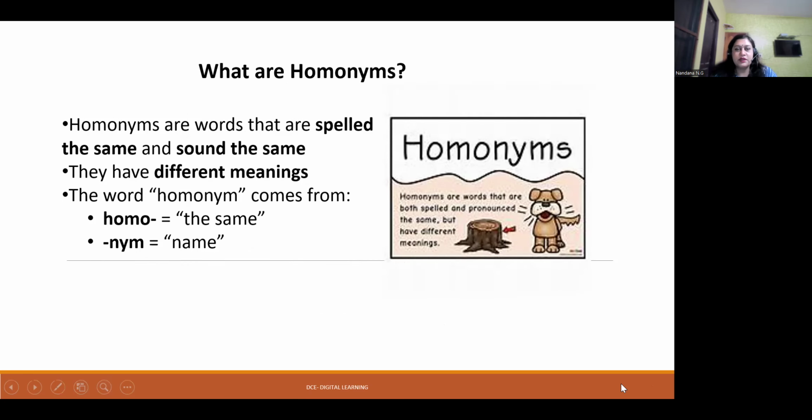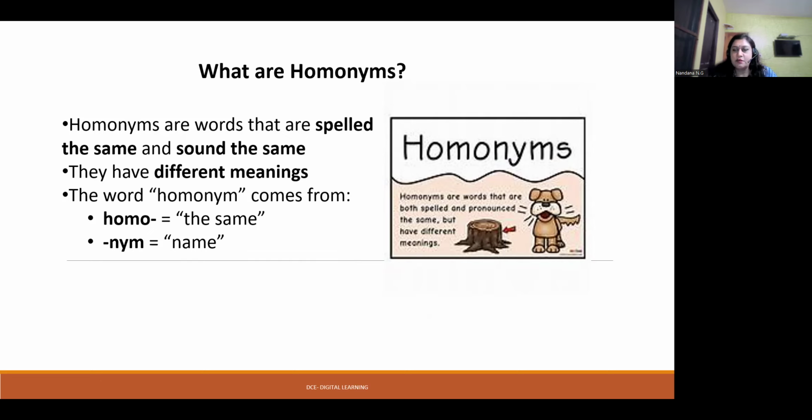What are homonyms? Let us first try to define a homonym. Homonyms are words that are spelled the same and sound the same. They have different meanings, of course. And where does the word homonym originate from? The word homonym comes from homo, which means the same, and nym means name. So two words which are spelled the same, they sound the same too, but they have different meanings. Such words are known as homonyms.